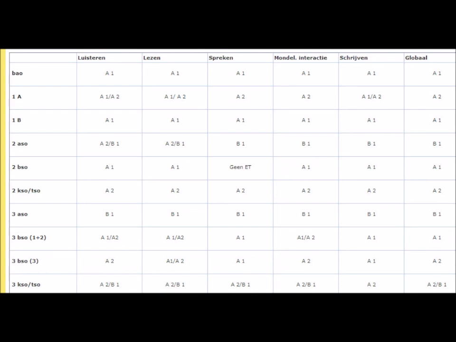Also notice, for the end of the third grade for the KSO and the TSO, again, we're staying within that A2 level, hopefully inching into that B1 level, maybe even halfway, B1 plus, a lot of people refer to it.